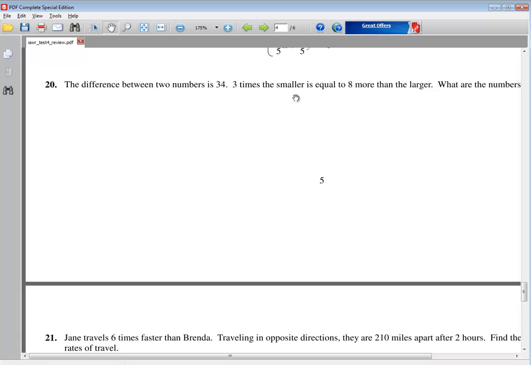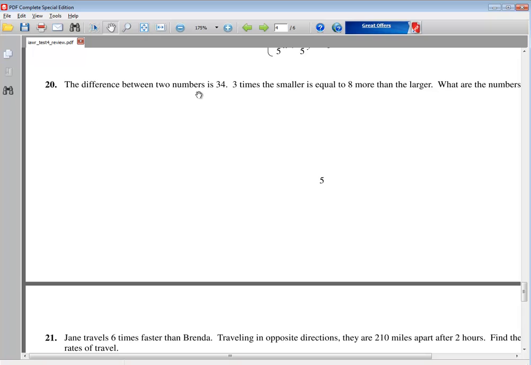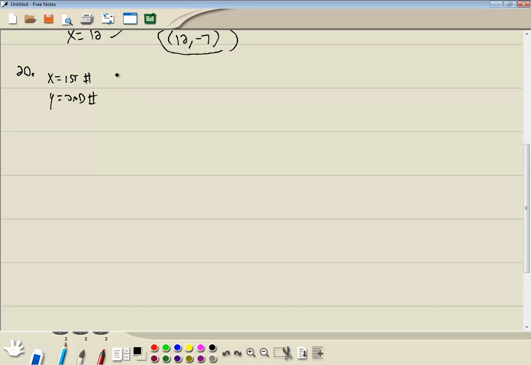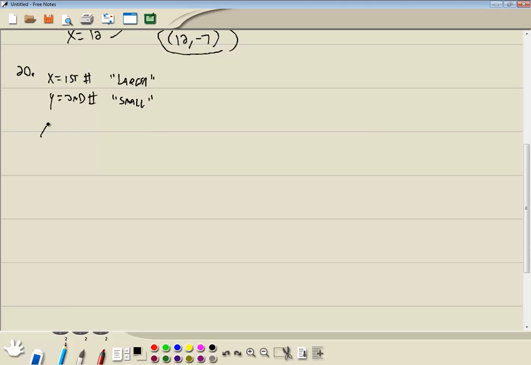Okay, the difference between two numbers is 34. So it looks like we've got two numbers. So x is our first number and y is going to be our second number. The difference between the two numbers is 34. Difference means we subtract, and we have to identify which one's our larger one. So I'll say x is larger. It doesn't matter which one you specify. If that's the larger one, then y must be the smaller one. The difference between them is 34, so x minus y is equal to 34.